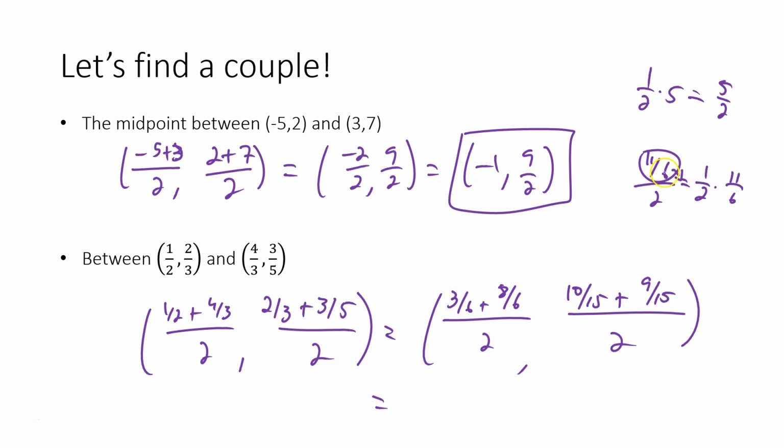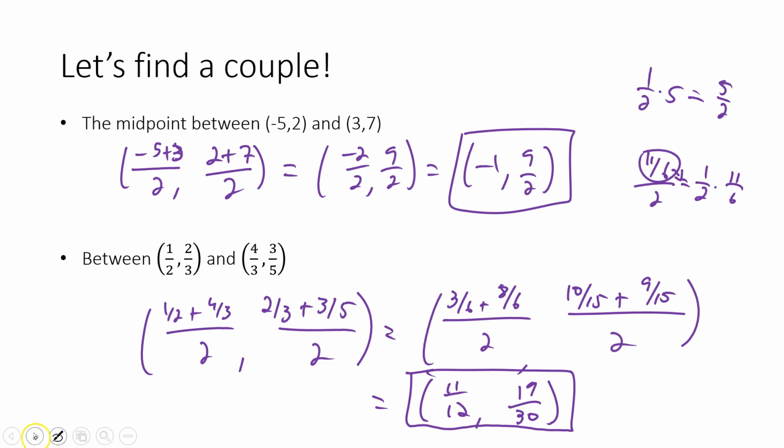So 3/6 and 8/6 is 11/6 divided by 2. So we're just going to multiply the 2 and the 6. That is 11/12. And then 10/15 and 9/15, that's 19/15 divided by 2 is 19/30. A little bit of fraction work there. Nothing to be scared of, though. The more you work with fractions, the more comfortable you become with them. Nothing wrong with that. All right, so that's kind of the midpoint formula.